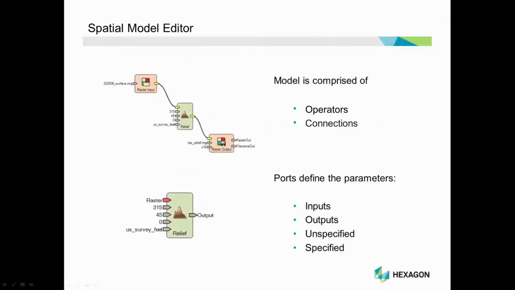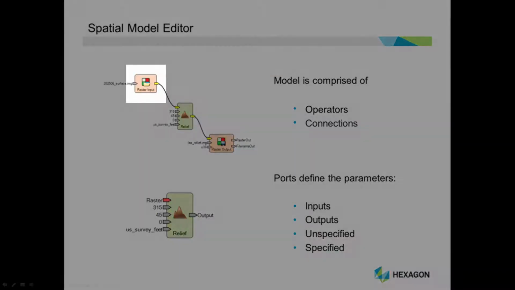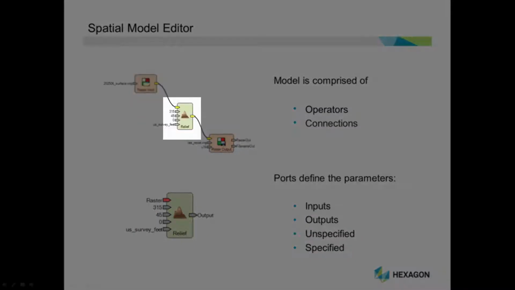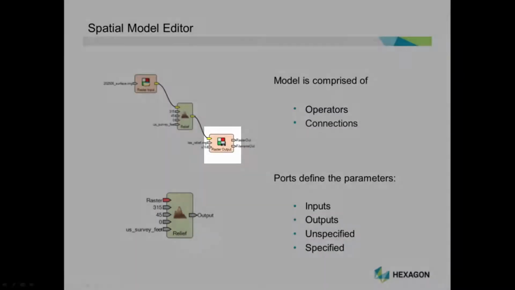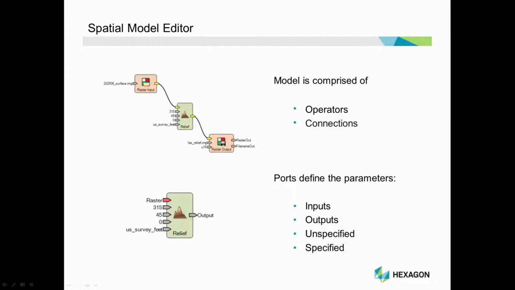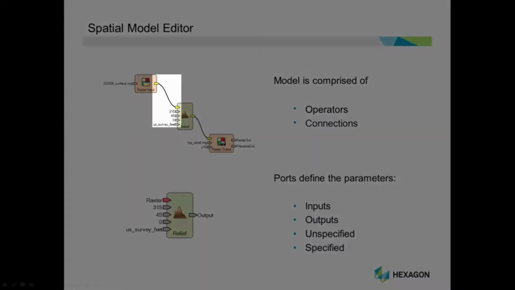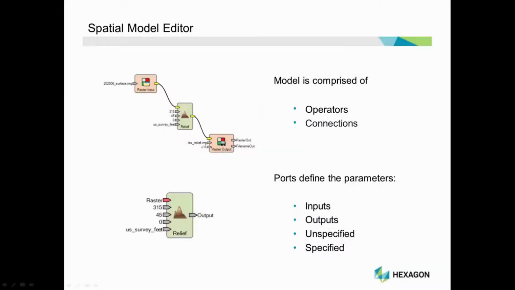The Spatial Model Editor has two main types of objects to interact with: operators and connections. Operators can define the items that are acted upon or created in the model. They can also define the actions that are performed. Connections tie everything together and define the flow of the model.